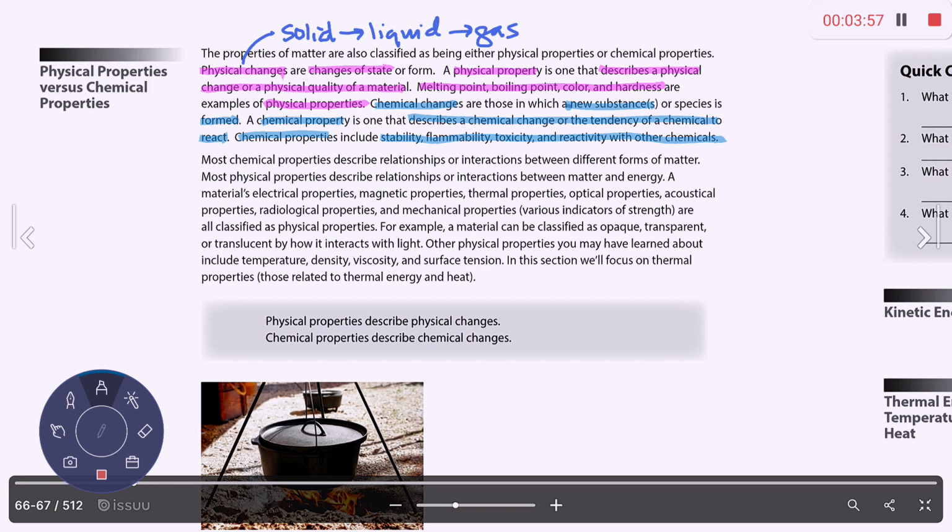Let me see if there's anything else in here. Other physical properties would be things like temperature, density, viscosity, and surface tension. I want to draw your attention to the word viscosity. Viscosity describes the thickness or how readily a liquid flows.